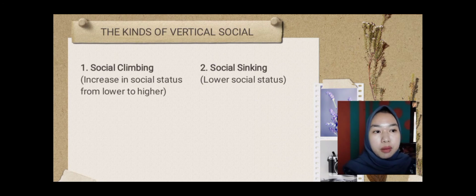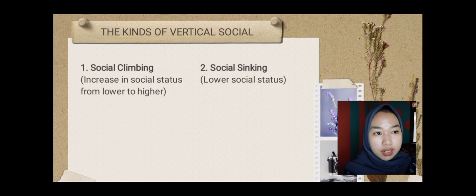There are some examples of social climbing. The first is a sociology teacher who becomes the headmaster because he has met certain requirements. The second, a village head who is appointed regional head, and the last is a child who was originally rank 3 becoming rank 2.